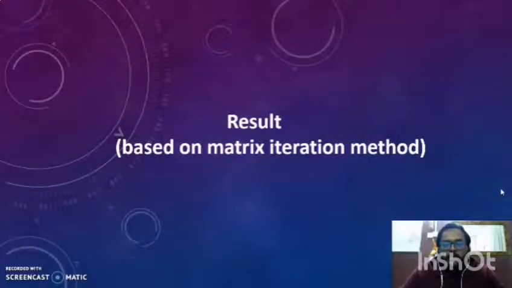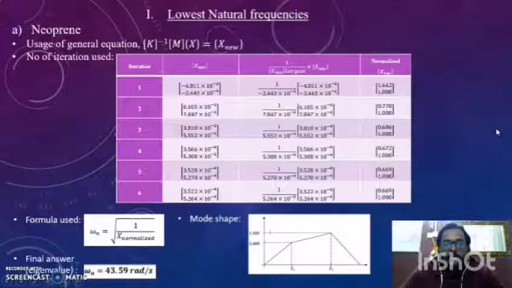Good evening. So my name is Dilvin, and now I'll be explaining about the results based on the matrix iteration method and the validation method. So if you can see here, this is the first, which is the lowest natural frequency for neoprene, and we're also looking into the sorbothane.